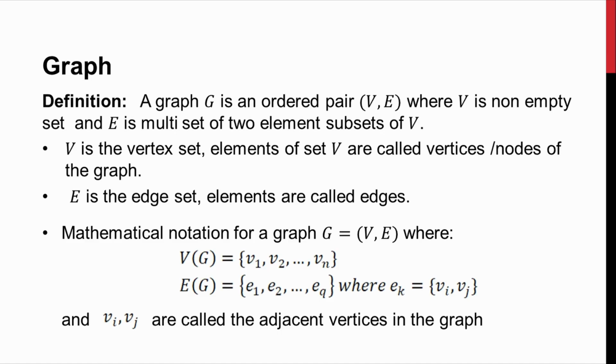So let's take an example of Ek. Ek is equal to ViVj, that is vertex Vi and vertex Vj. That means Vi and Vj are called the adjacent vertices in the graph.